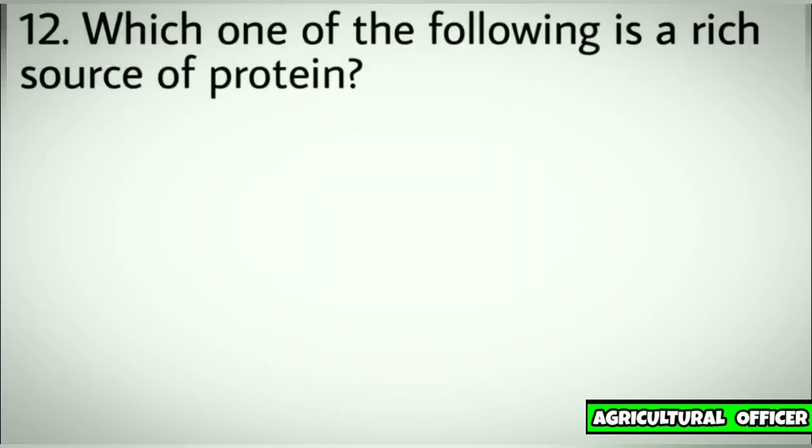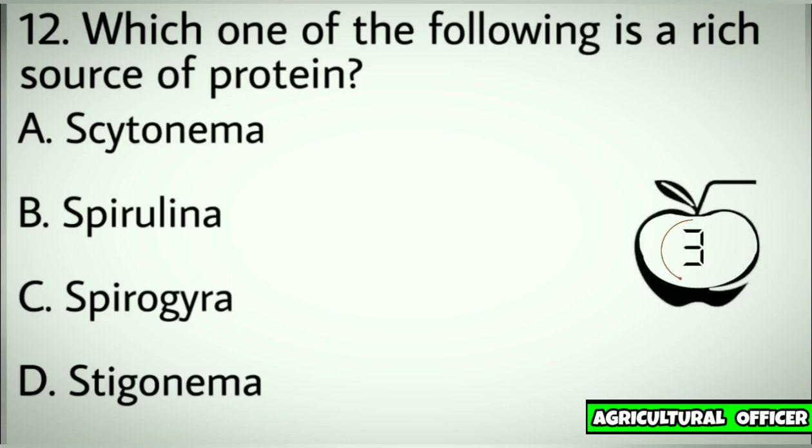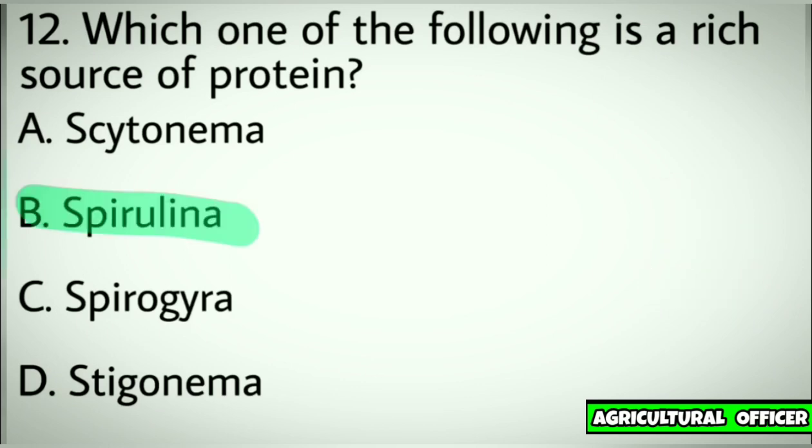Question number 12. Which of the following is a rich source of protein? Options: A. Cytonema, B. Spirulina, C. Spirogyra, D. Stigonema. Correct answer: B. Spirulina.